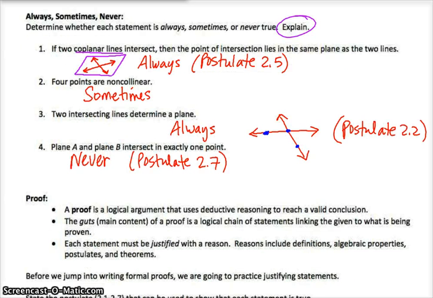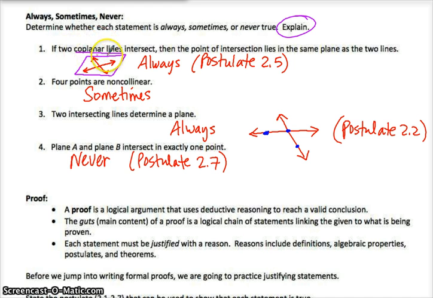Okay, so did you get always, sometimes, always, never? If you did, then you're probably safe to move on. If you didn't, then you can listen and try to understand why or what's wrong with whatever your answer is. So number 1: if 2 coplanar lines intersect, then the point of intersection lies in the same plane as the 2 lines.